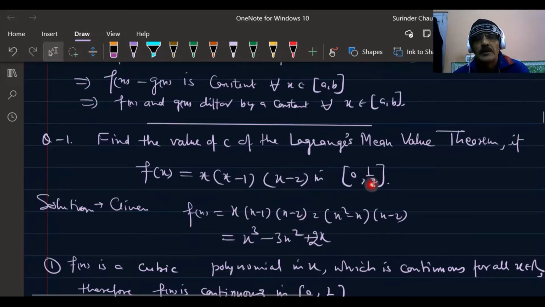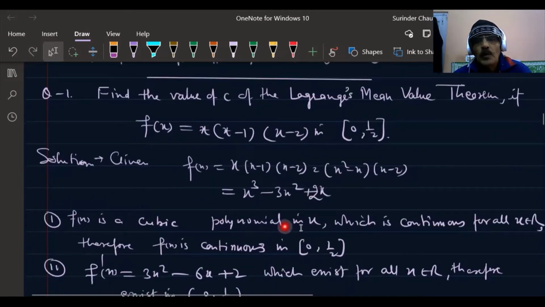We can have a point c belonging to the interval such that f'(c) is equal to (f(b) − f(a)) / (b − a). So f(x) is a cubic polynomial in x, which is continuous for all real numbers. The domain of this function is all real numbers. So if it is continuous for all real numbers, the closed interval 0 to 1/2 is a subset of the real numbers, so f(x) is also continuous in the closed interval.